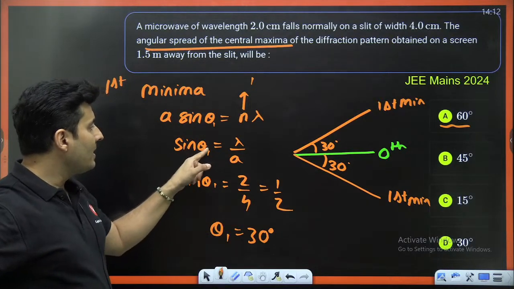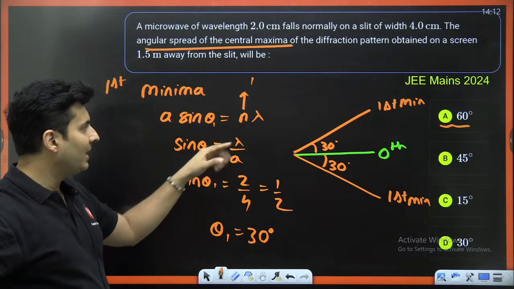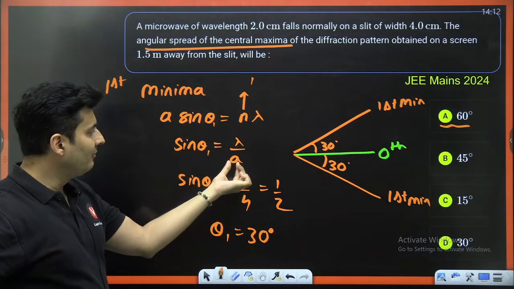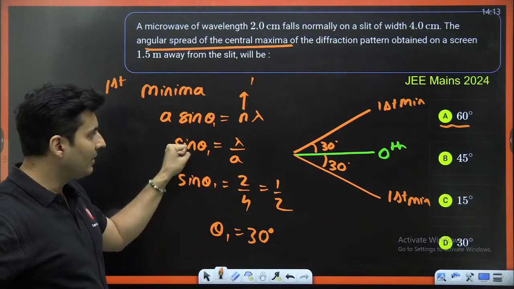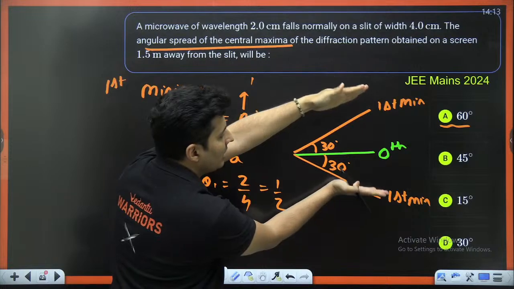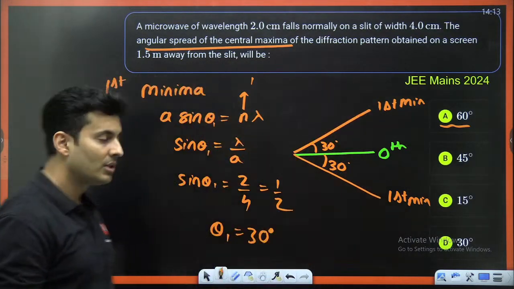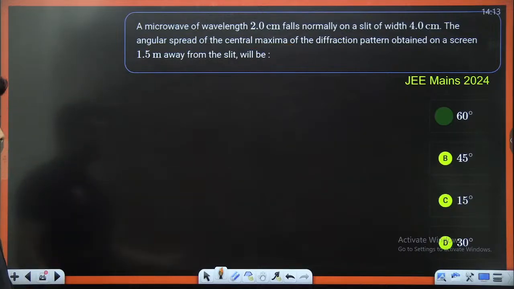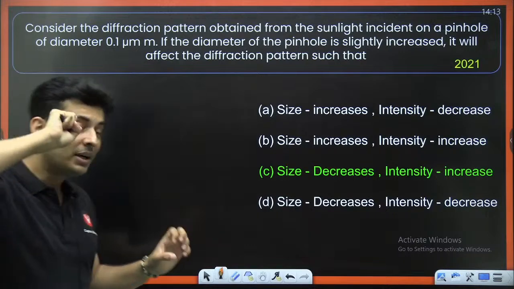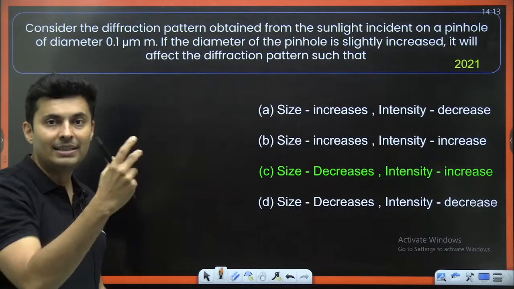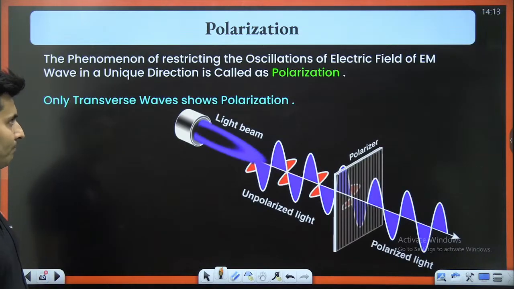The sine of theta 1 is lambda by A. This is the place where I get the first minima. If the width increases, A increases, sine reduces, theta reduces. So the first minima is obtained closer, so the angular width will also reduce. That is the reason why when you increase the diameter of that aperture, the size of the pattern decreases, but it becomes brighter, more intense. That is why it is a very good question, which was asked in 2021.